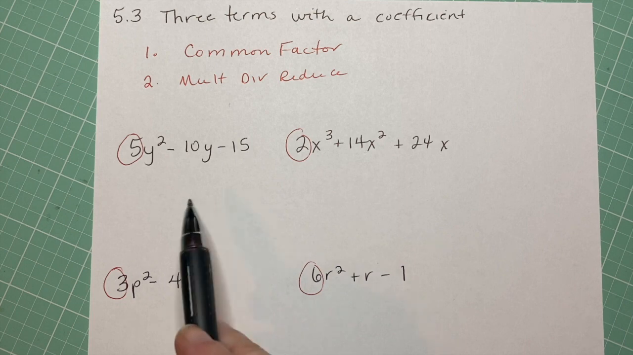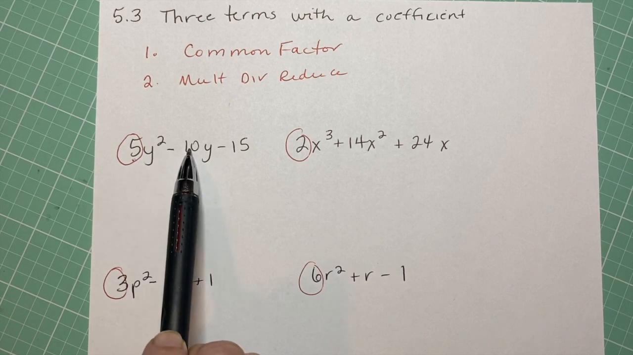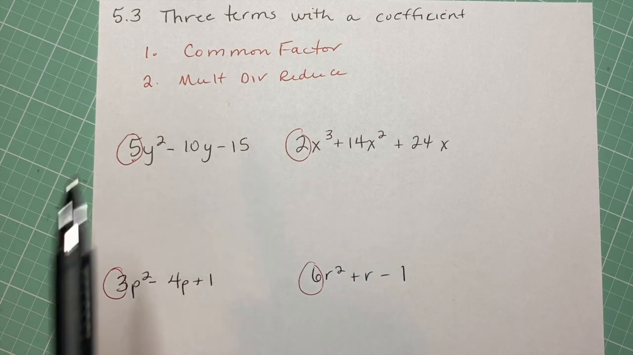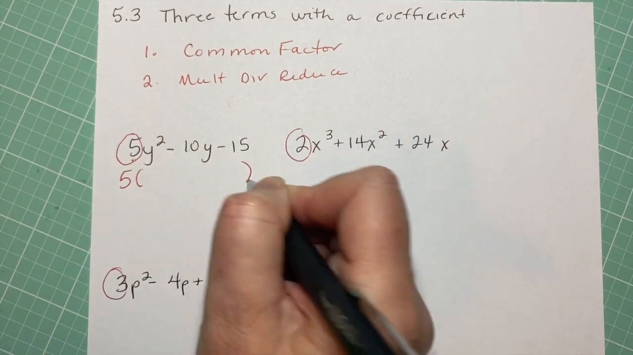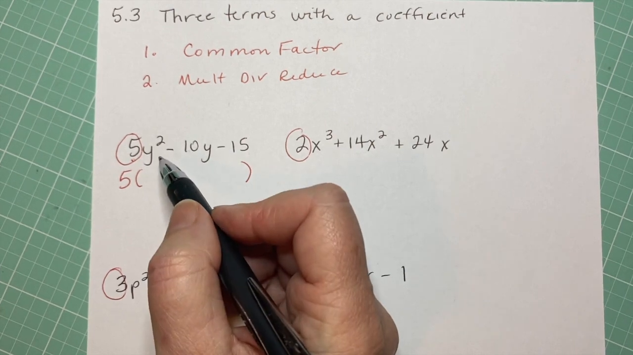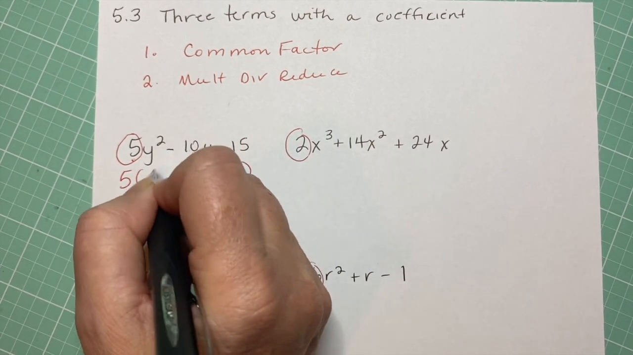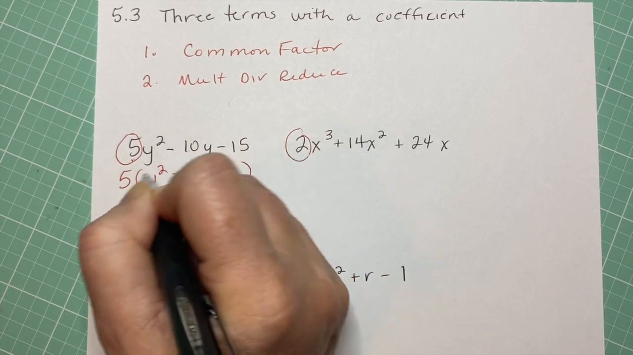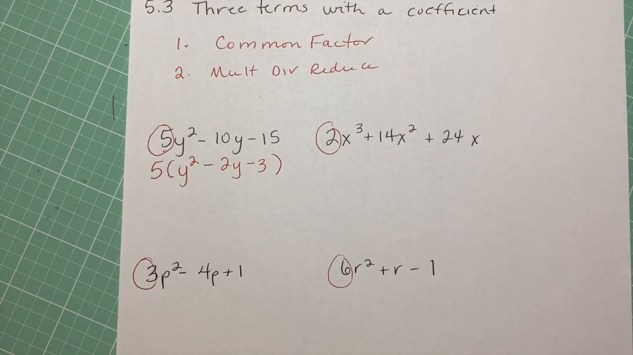So let's look at this first example. As soon as you see a number in front, you want to see if you can factor it out. So you say, will 5 divide into 10? Yes. Will 5 divide into 15? Yes. So this is a problem like we did from 5.1 where we're going to take out that common factor and then divide to see what's left inside. So 5y squared divided by 5 is y squared. 10y divided by 5 is 2y. 15 divided by 5 is 3. So we factored out that common factor.